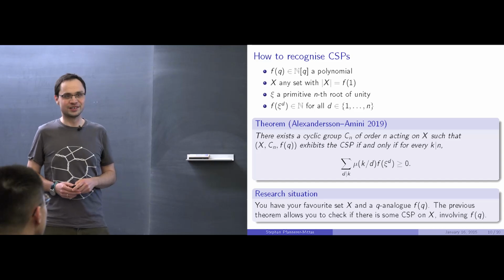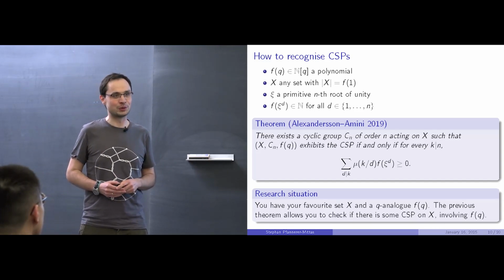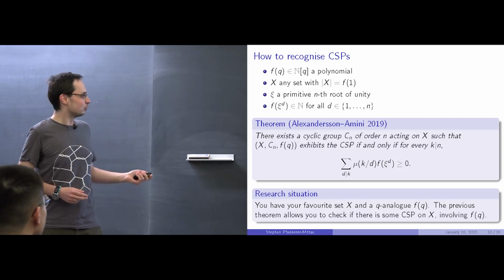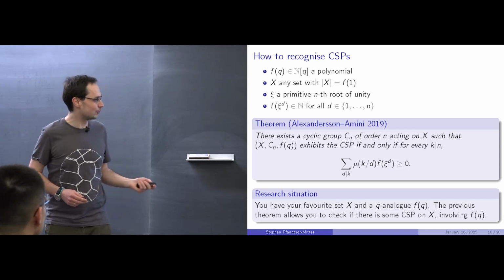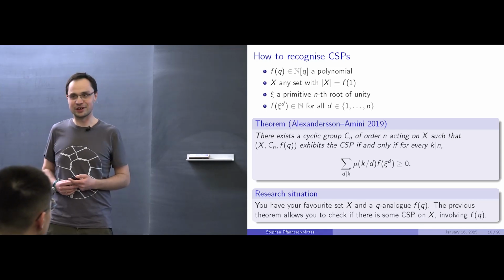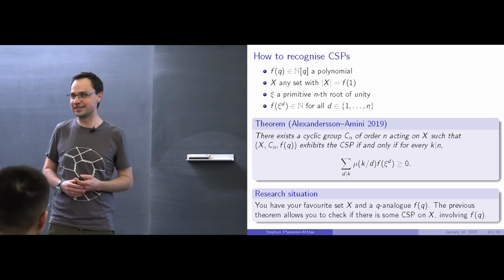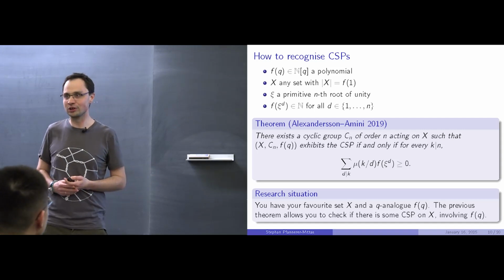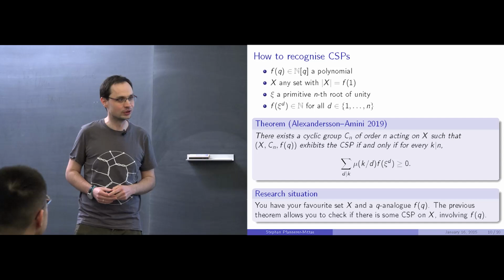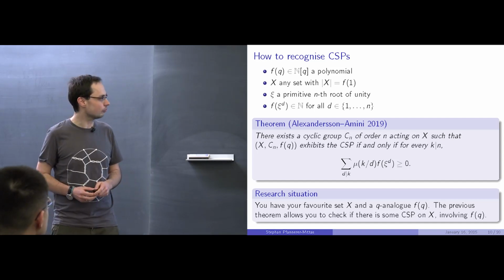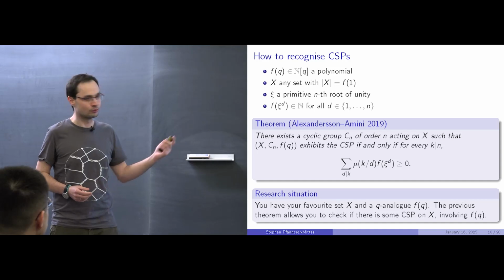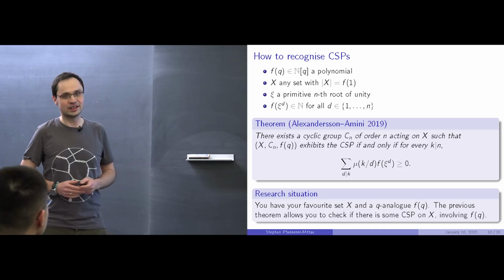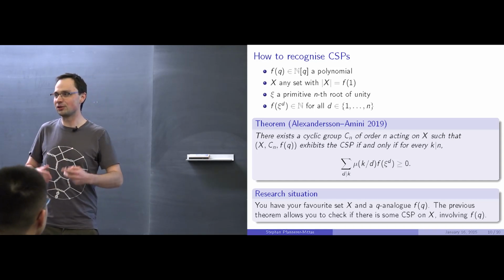Okay, and so the situation, if you have a PhD student, and at the time of the project I was a PhD student, you have your favorite set X with some Q analog of the counting formula, and now you can ask your PhD student, hey, is there actually a cyclic sieving phenomenon involved with this polynomial? By simply checking this inequality for small cases, and then hopefully prove that this inequality is satisfied for all the cases that you want. So this is actually a really cool theorem, and I want to talk a little bit of where this sum is coming from.